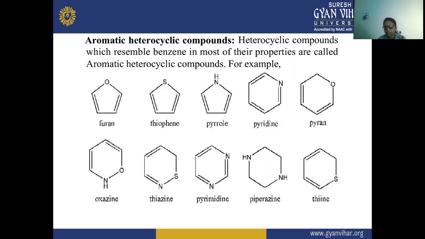And pyridine has a 6-membered ring, and pyran oxygen also has a 6-membered ring. Then there are oxazine, thiazine, pyrimidine, then thiine. So these are the aromatic heterocyclic compounds.